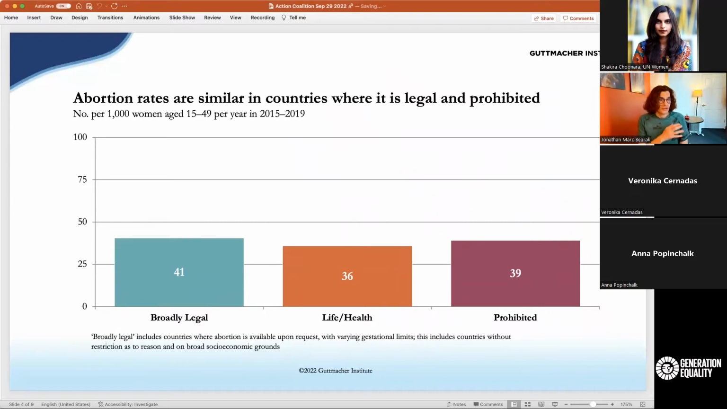So I want to show you an average. Here we're grouping countries into 3 categories. In blue, those are reflecting places where abortion is broadly legal, like where it's available on request or for a broad range of social and economic reasons. On the right side, you can see countries where it's prohibited. And in the middle, there's this in-between category where there are some grounds of abortion.